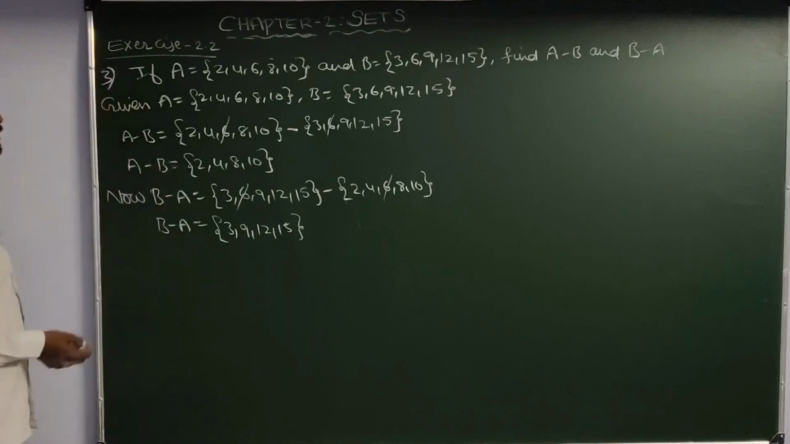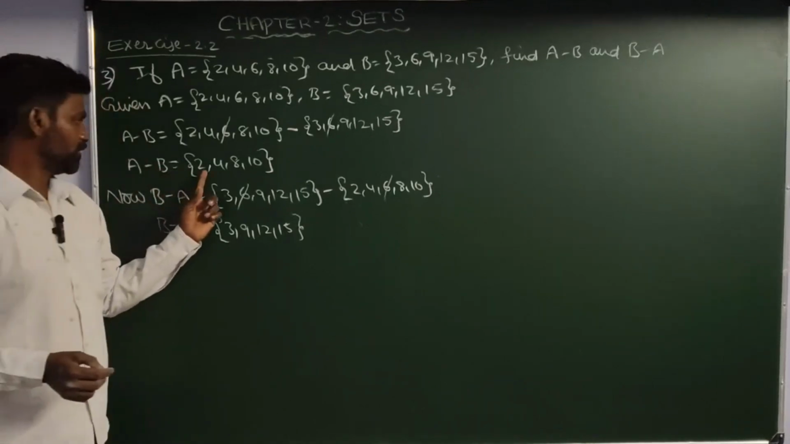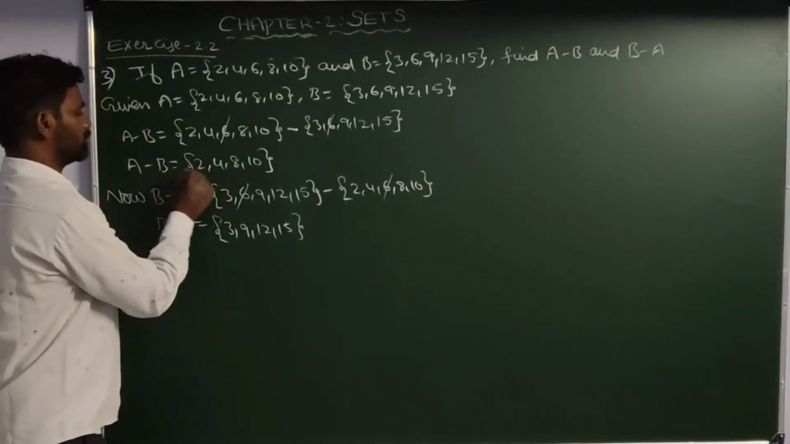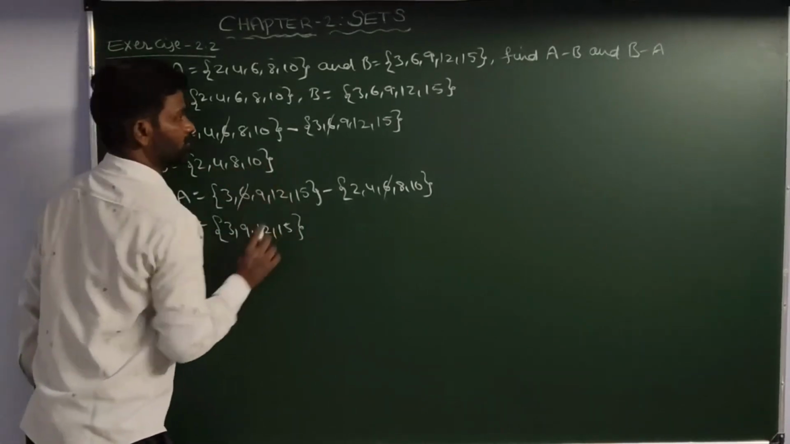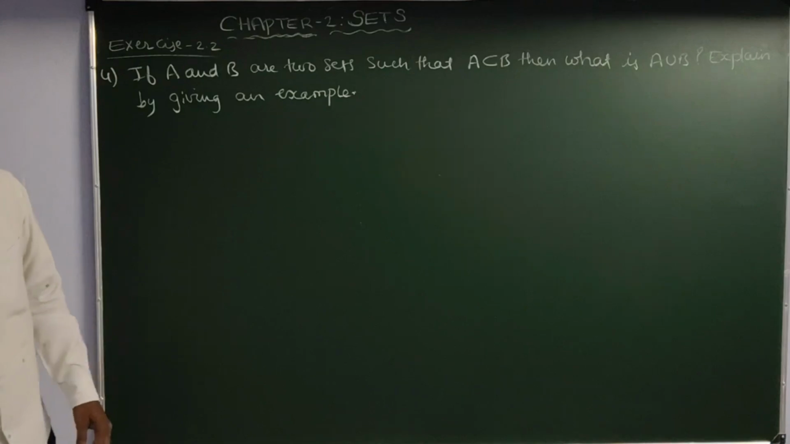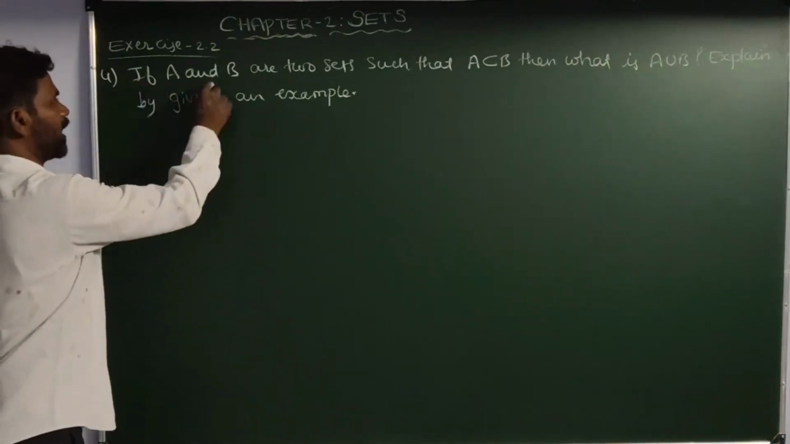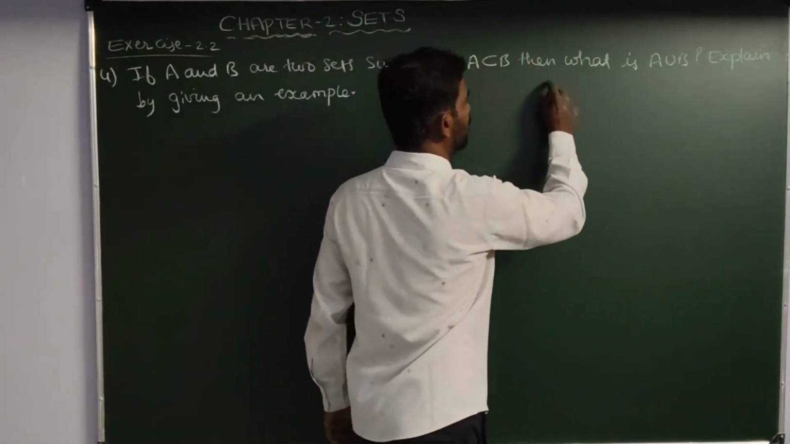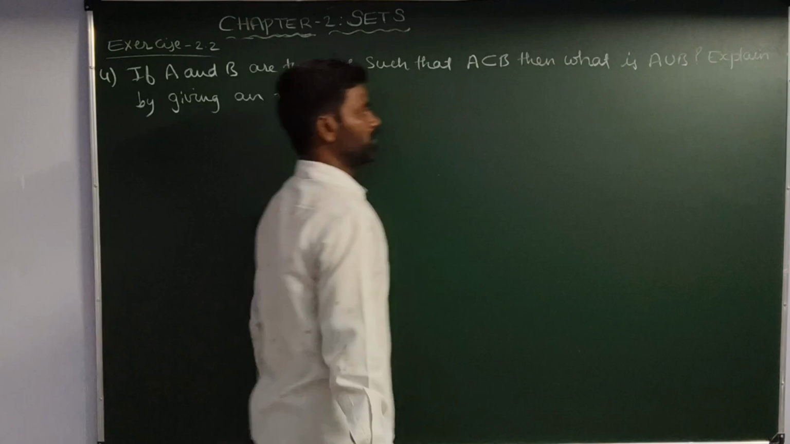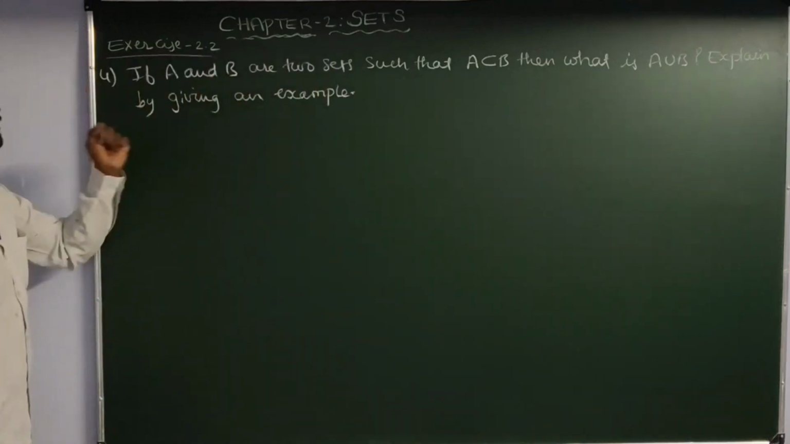Now observe A minus B. A minus B is equal to set {2, 4, 8, 10} and B minus A is equal to set {3, 9, 12, 15}. That is your answer. Okay, next question, students. If A and B are two sets such that A is a subset of B, then what is A union B? Explain by giving an example.